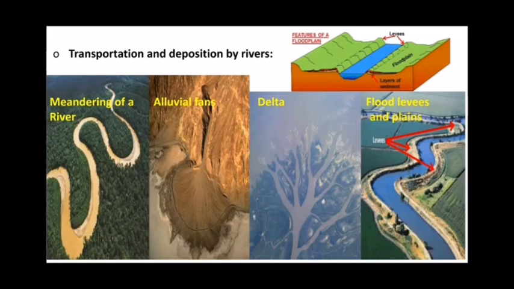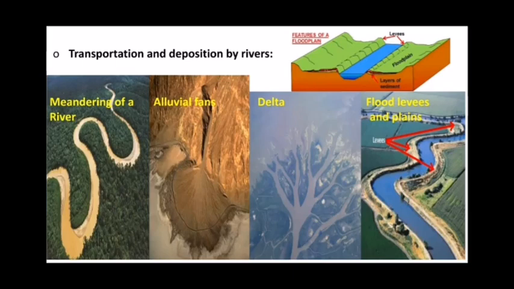Thus landforms like flood levees, flood plains, and deltas are formed because of deposition of sediments. So you can see we have a delta that is formed because of the deposition of the material by the rivers. Even the flood levees and plains are formed due to the depositional work of the rivers.